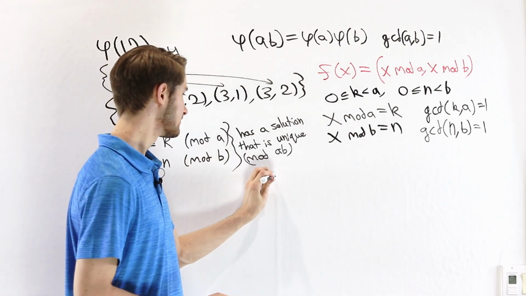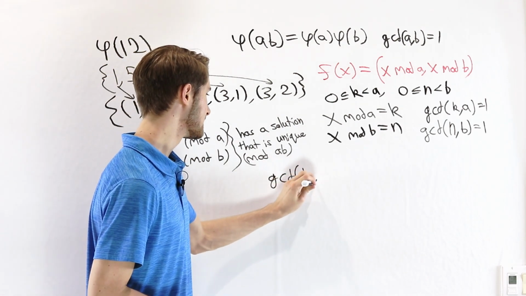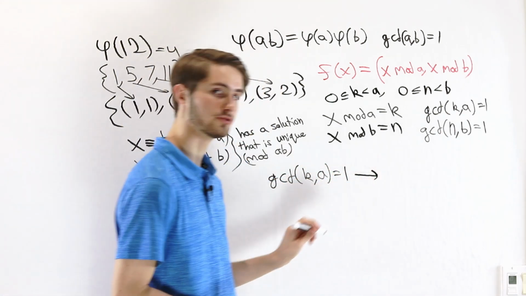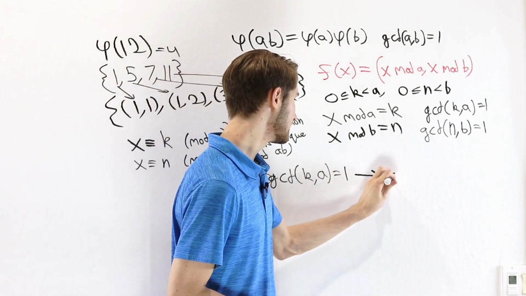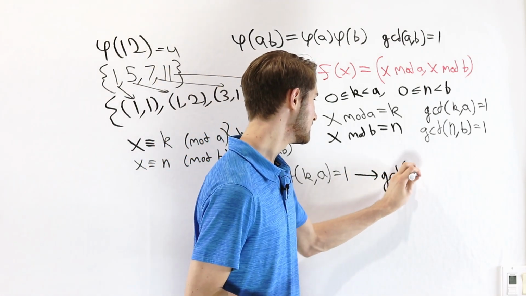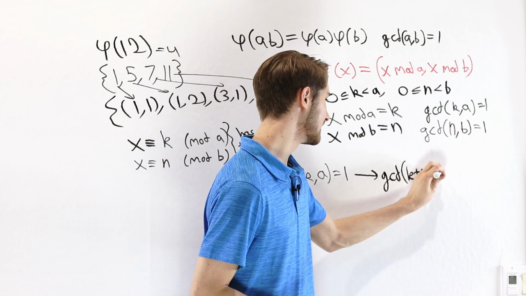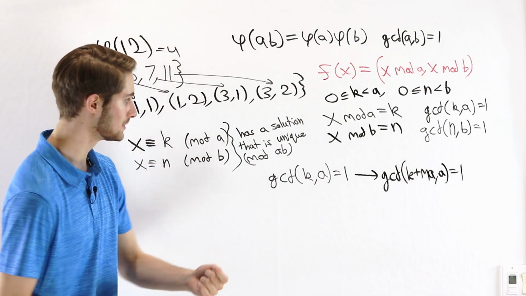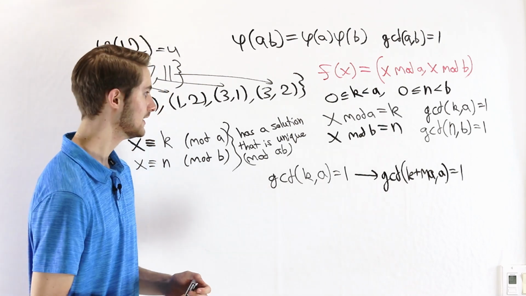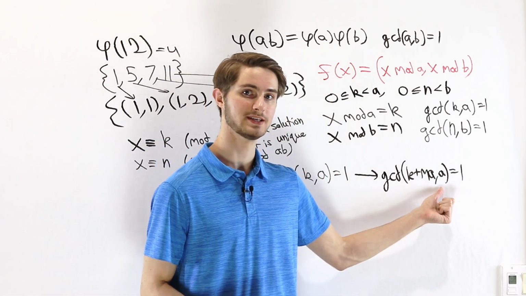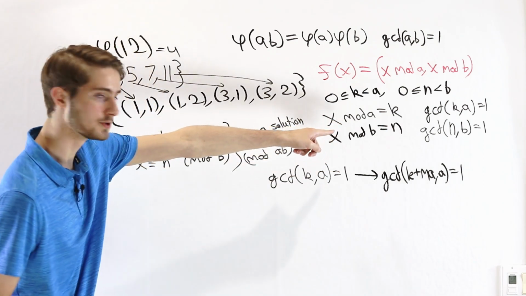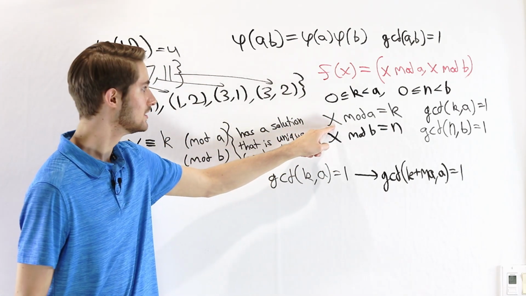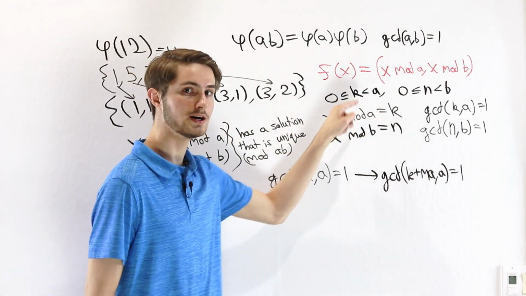Remember that if some number k is coprime to a, one of the results that we can draw from that is that the greatest common divisor of k plus some multiple of a with a is also 1. So if we add some multiple of a to the original number k, it's still going to be coprime to a. And that's important to what we're looking at here because we want to look at the properties of x. And k is x mod a.